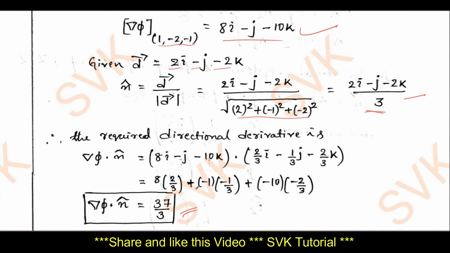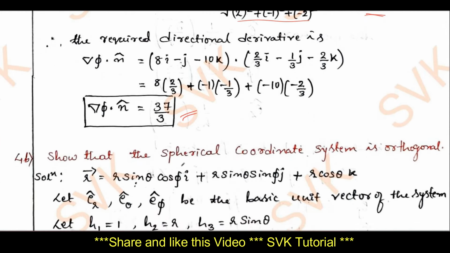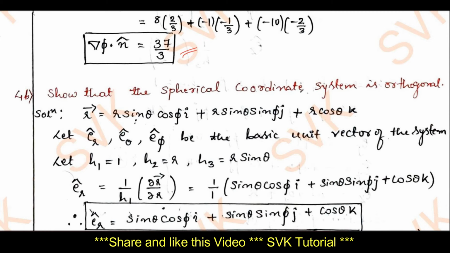This is what a directional derivative is. Moving on to the last question: show that the spherical coordinate system is orthogonal.